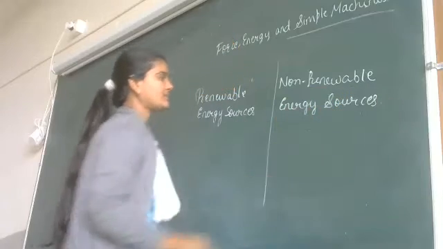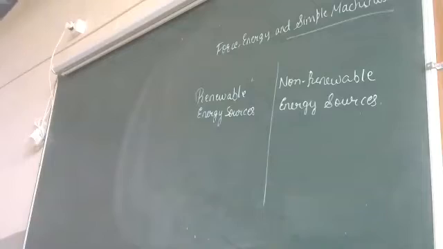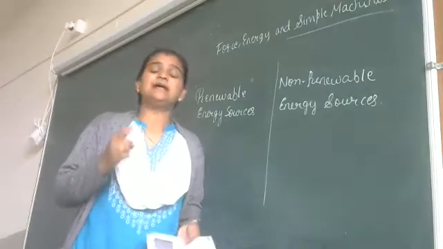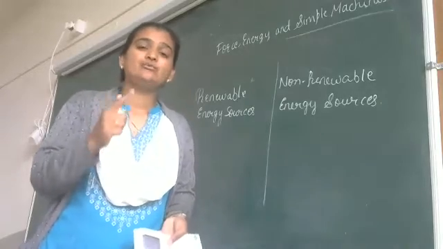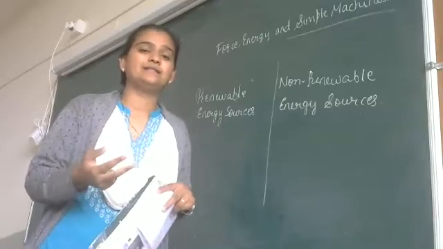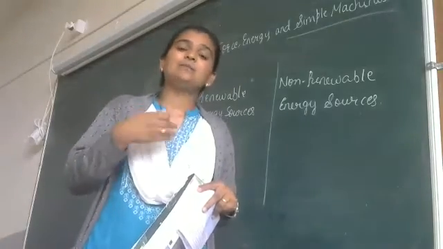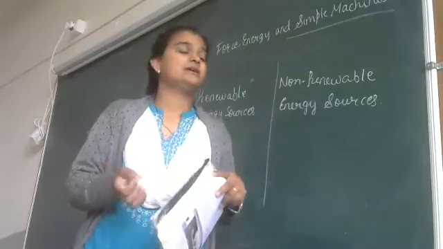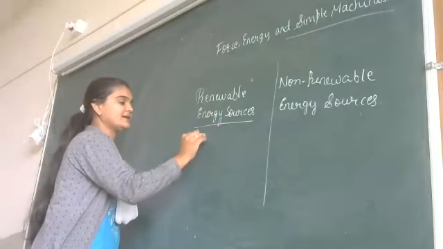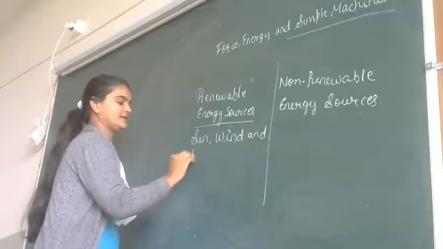Okay. So in renewable energy sources, it is naturally replenished. The sources of energy that can be naturally replenished are called renewable energy sources. The examples are sun, wind, and water, wherein you can use them every now and then. It doesn't mean that they will be vanished. They are being naturally replenished. The examples for renewable energy sources are sun, wind, and water.